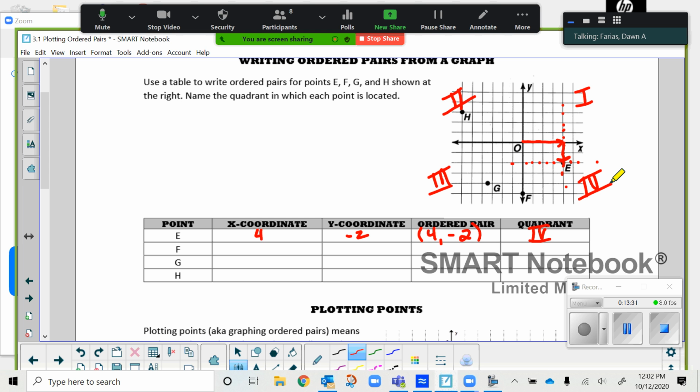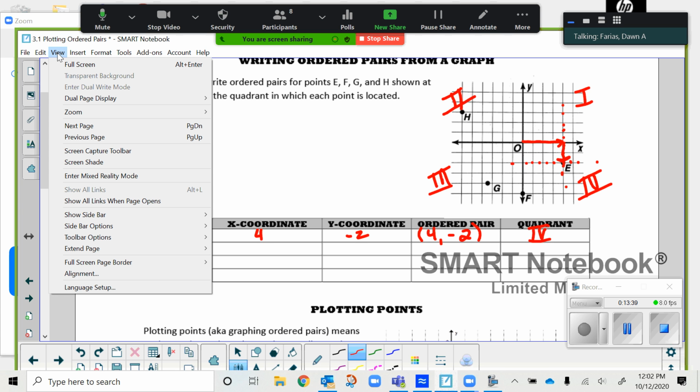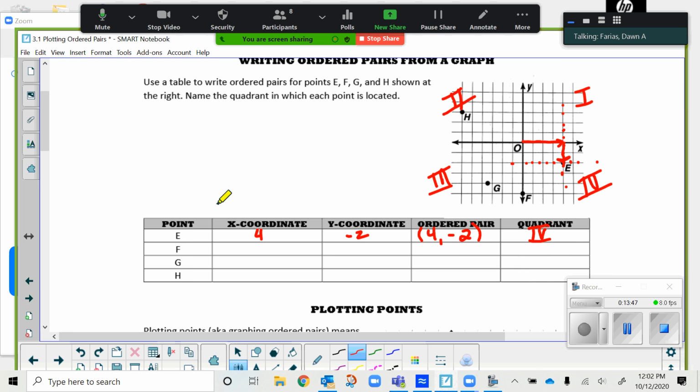So you take a minute and finish out the table. Do points F, G, and H. If you're watching Zoom or asynchronously, I'm going to zoom in to the graph real close for you. And then if you're watching asynchronously, just pause the video and fill in that table for yourself.